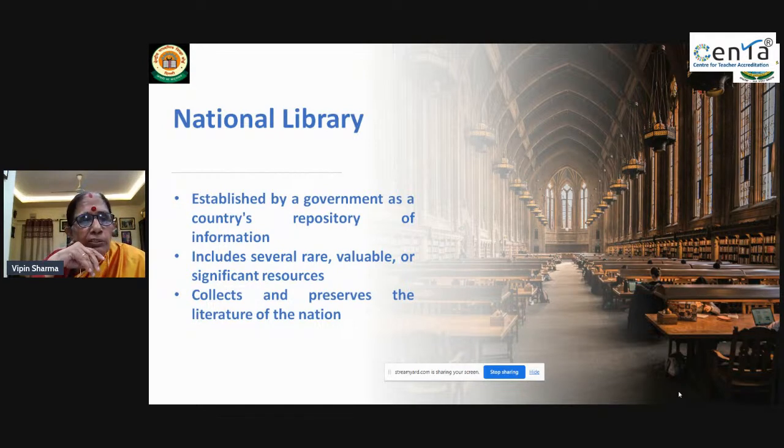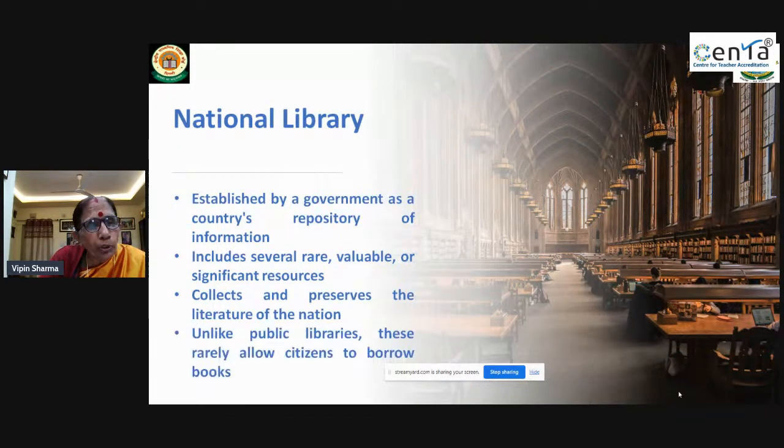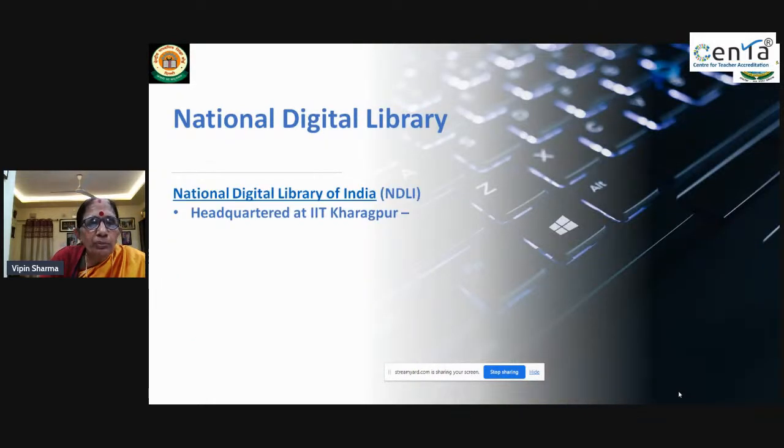So a national library is established by a government as a country's repository of information. They include, we should all know, rare, valuable, significant resources, and collect and preserve the literature of the nation. This is important: unlike public libraries, these rarely allow citizens to borrow. Yes, these are books of national interest because these are really valuable.